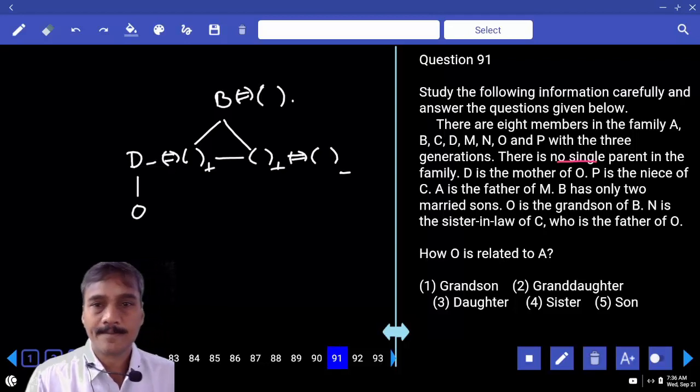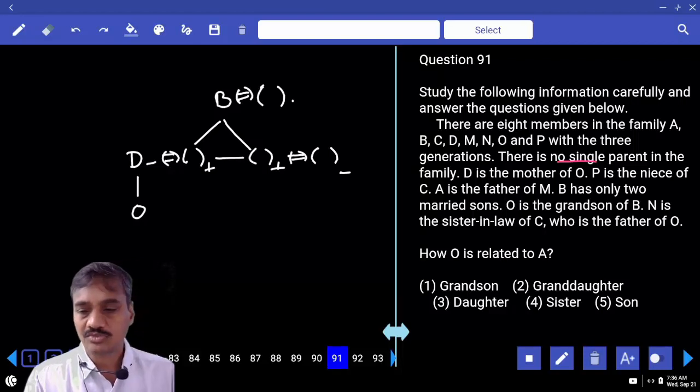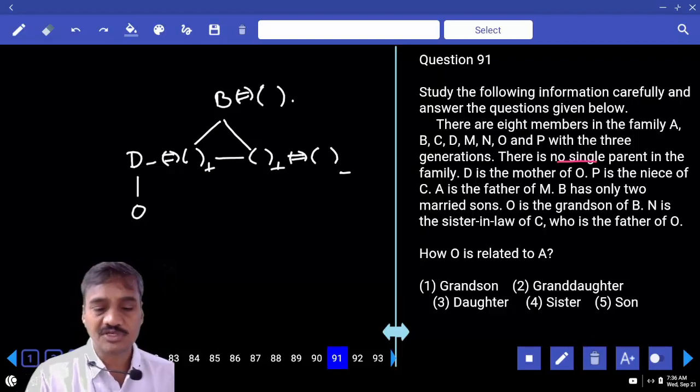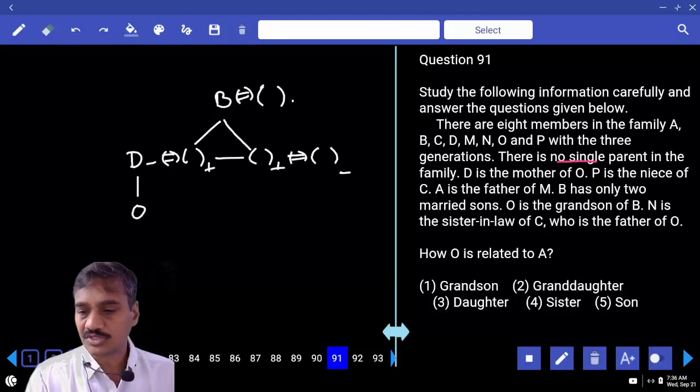Hence, altogether, how many couples do we have? 3 couples. 3 into 2 is 6, and there are 2 more persons. P is the niece of C, and D is the mother of O. A is the father of M.